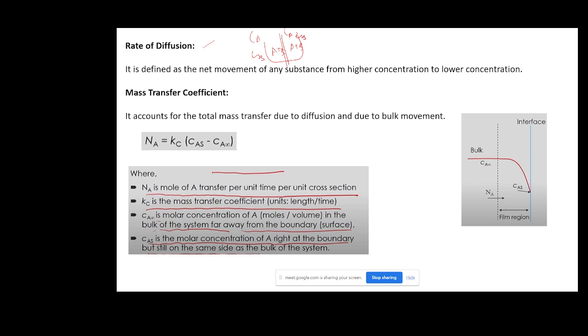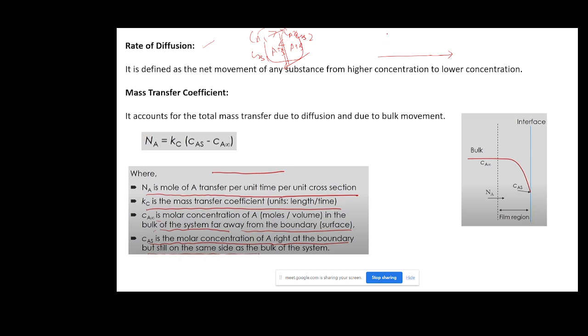and here Ca1, Ca2, Cb1, Cb2. So here Ca1 is greater than Ca2 and Cb2 is greater than Cb1. So there will be net transfer of molecules from one place to another, which is Ca1 will transfer from this to this and Cb2 will transfer from this to this. So this motion will be from higher concentration to lower concentration, which is in the direction of the gradient.